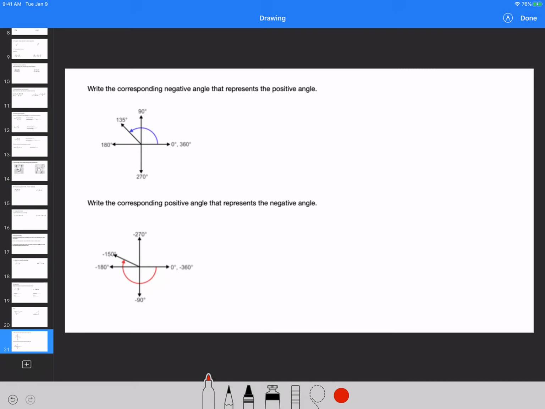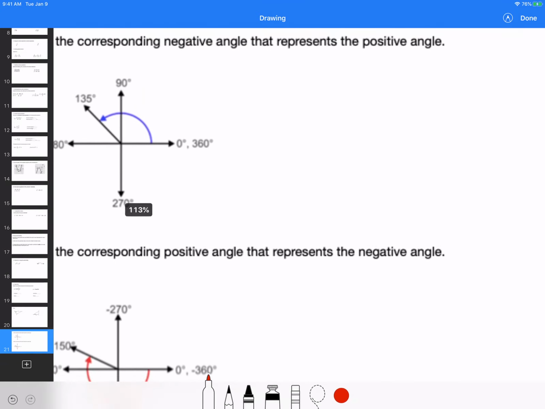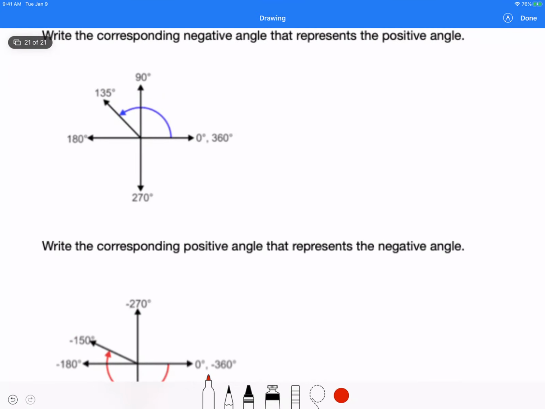All right, next. Now, these two questions are a little bit tricky. This is not something that I went over with you in detail. It says, write down the corresponding negative angle that represents the positive angle. Your angle always stems from the 3 o'clock position.